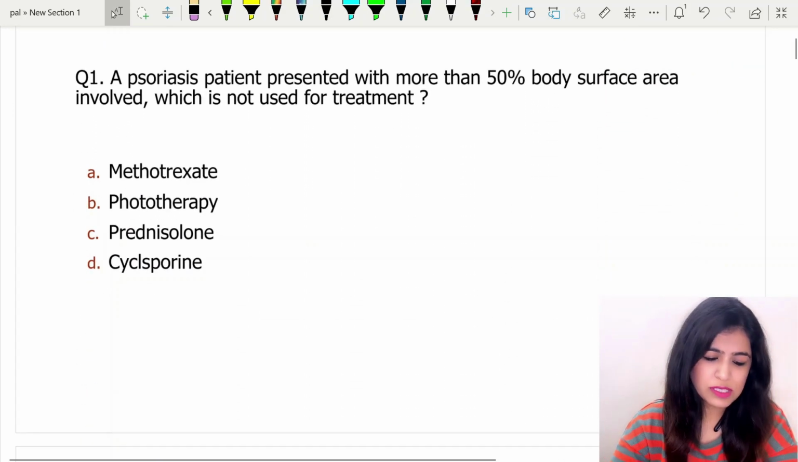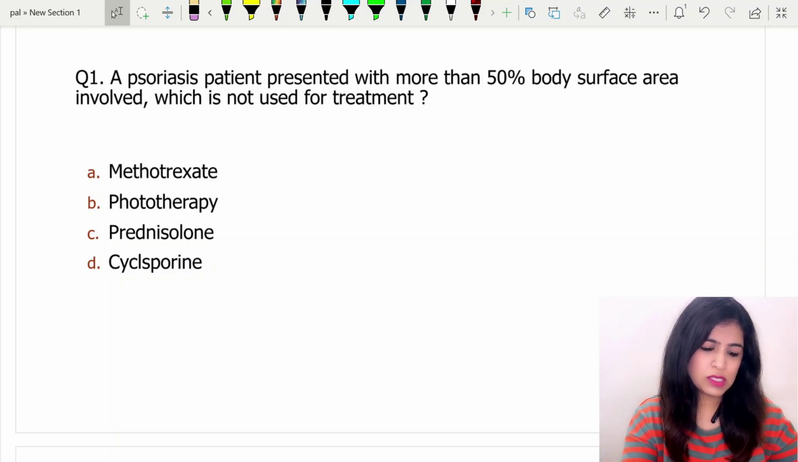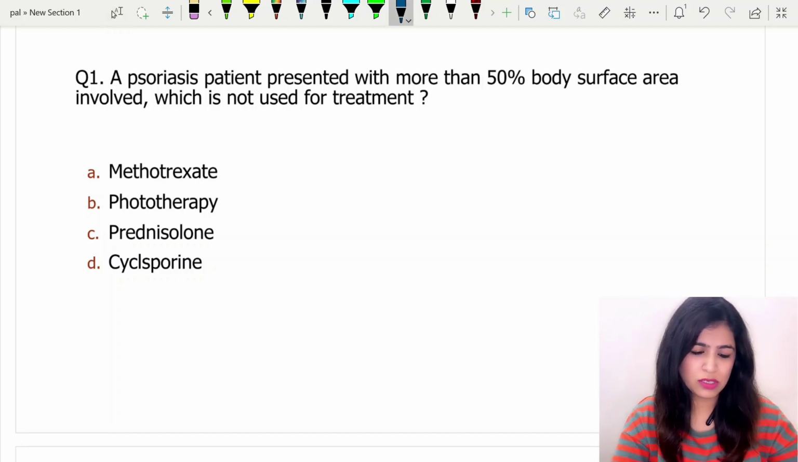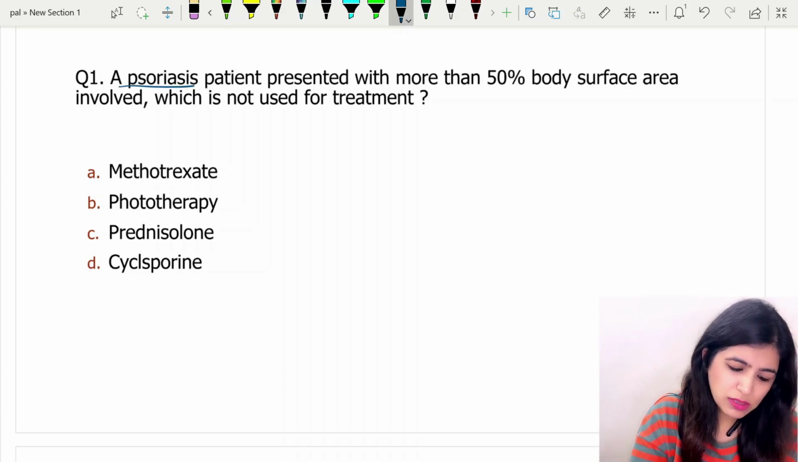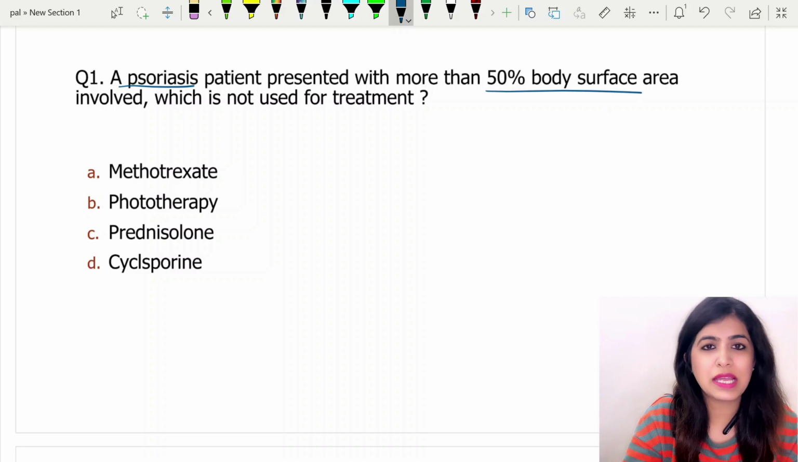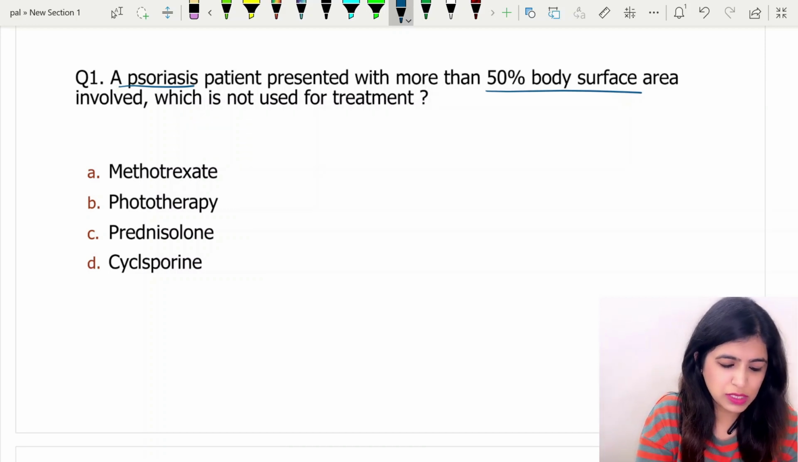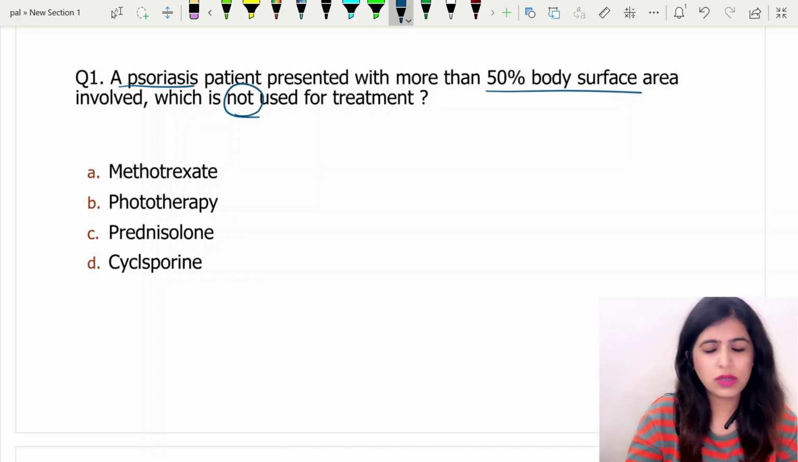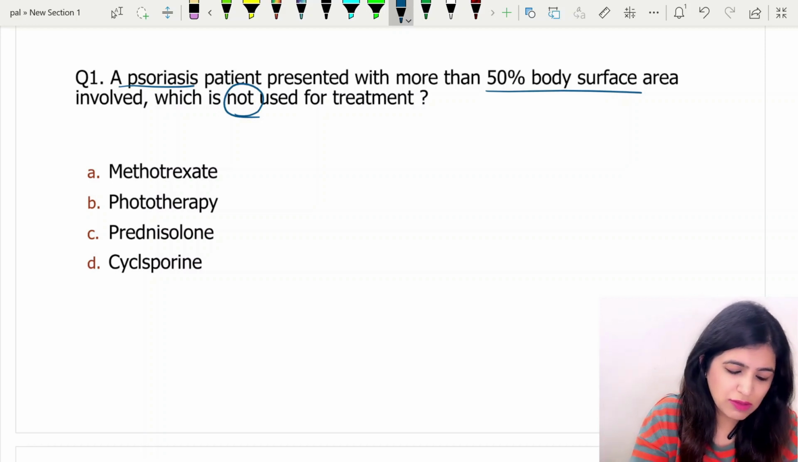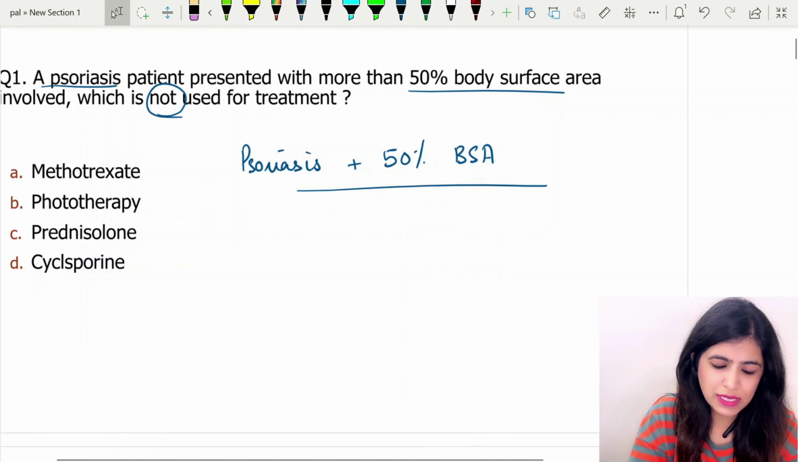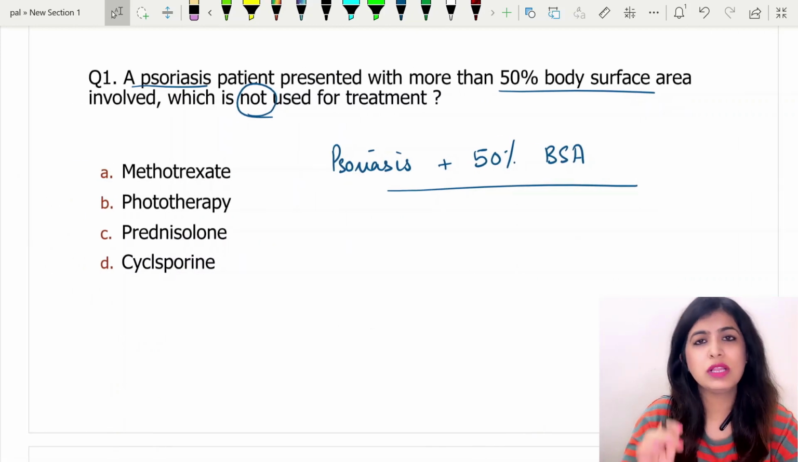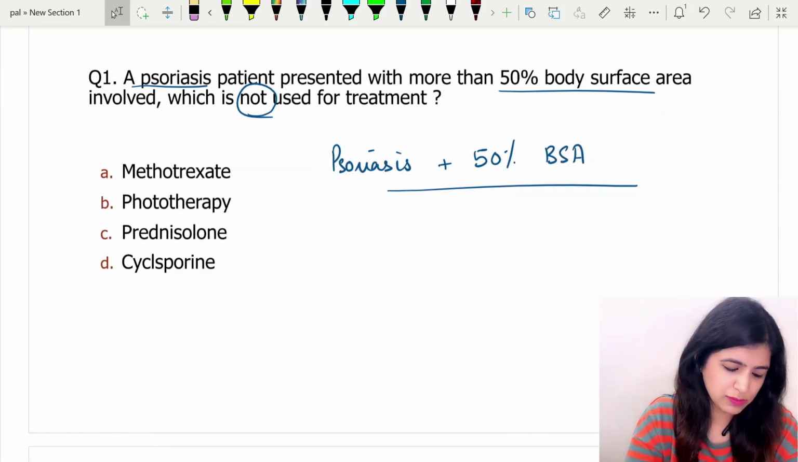So starting with the first one, which is quite a straightforward and simple question often asked in the exams. A psoriasis patient presented with more than 50% body surface area involvement. Which of these is not used in the treatment? So they're giving you the diagnosis. The patient is suffering from psoriasis. More than 50% of the body surface area is involved. Which of these will not be used in the treatment?